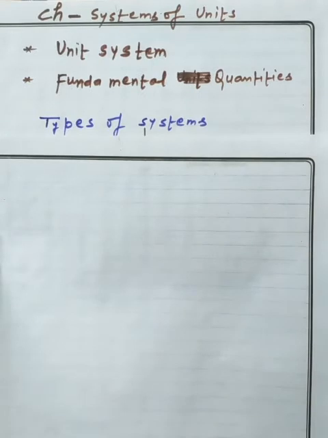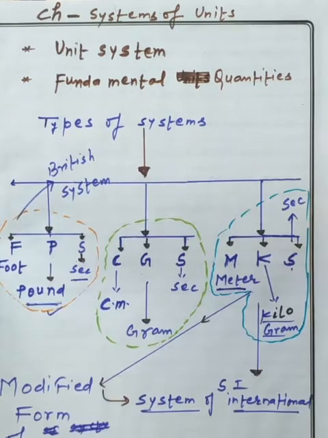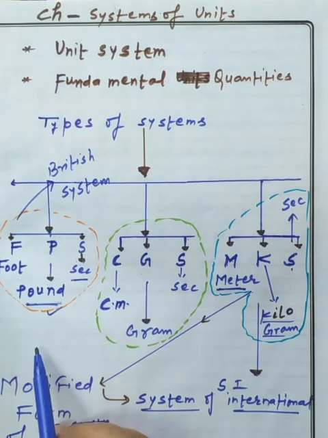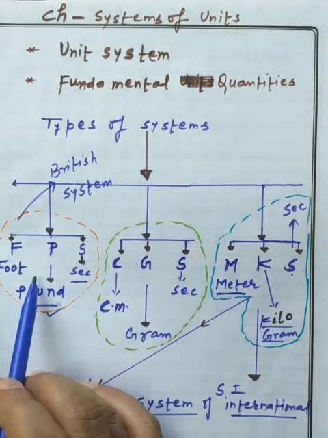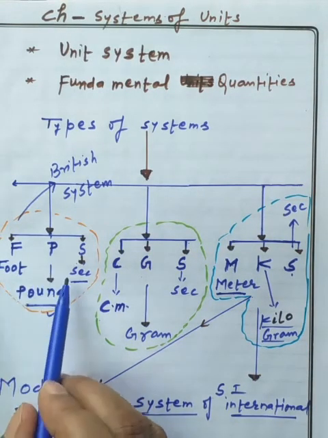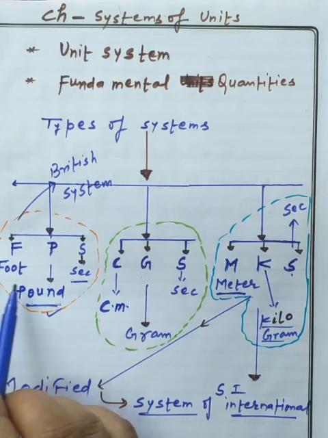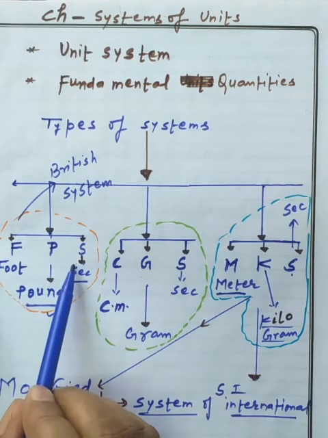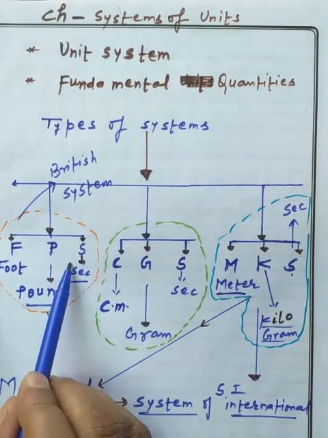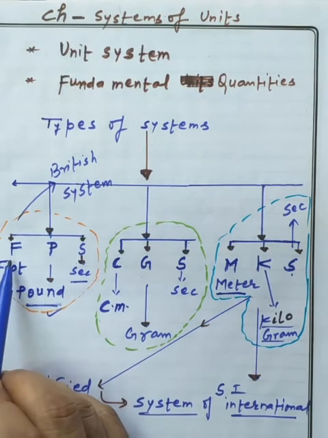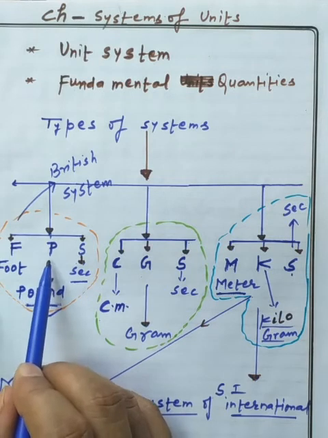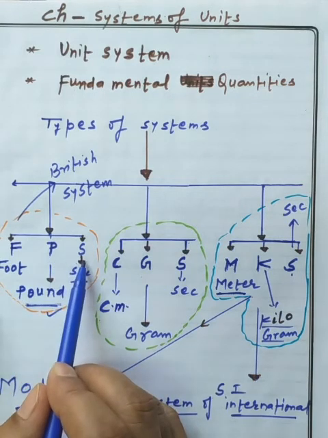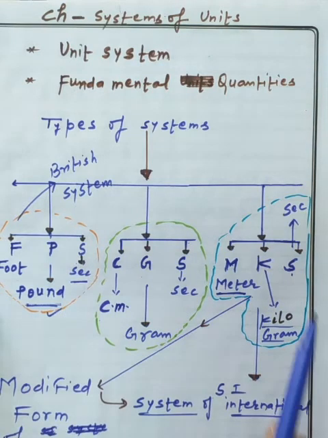Now I am showing one pictorial diagram in front of you so you can easily understand them. Students, this is the basic pictorial diagram of the different types of systems. The first system is represented by FPS, with three alphabets, and each alphabet has its own representation. The first alphabet represents the measurement of length, the second represents the measurement of mass, and the third represents the measurement of time in each system.